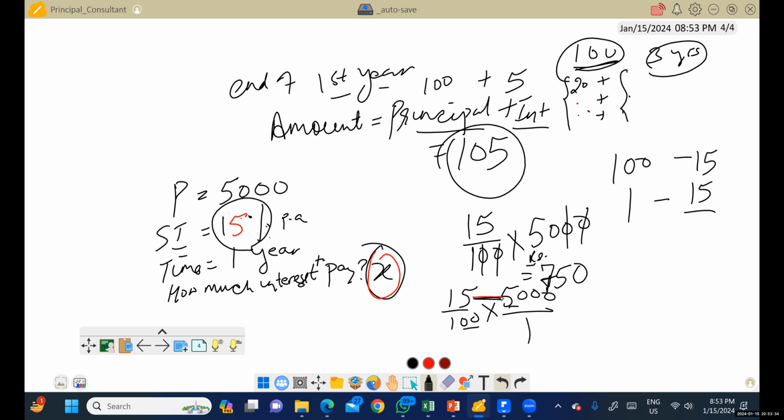This is multiplying by this, right? And this is multiplying by this. This is not a cross multiplication. Okay, sir. This is not a cross multiplication.